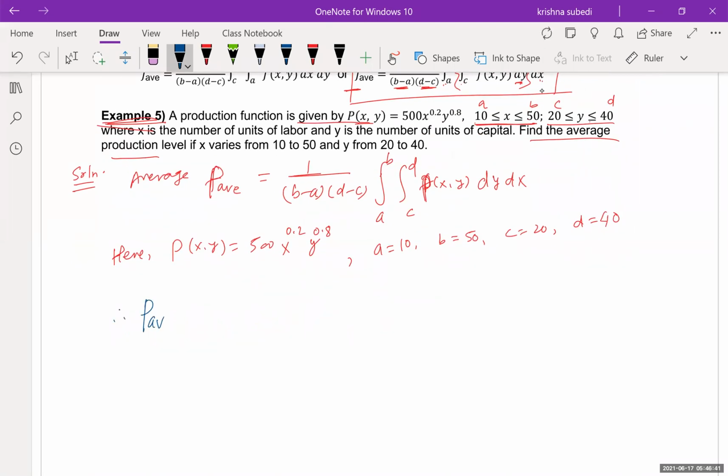Therefore, PAV, the average value, equals 1 over (50 minus 10) times (40 minus 20), integral 10 to 50 and then 20 to 40, and the function is 500. To make life easy, I'll write 500 here, and then x raised to power 0.2, y raised to power 0.8, dy dx.